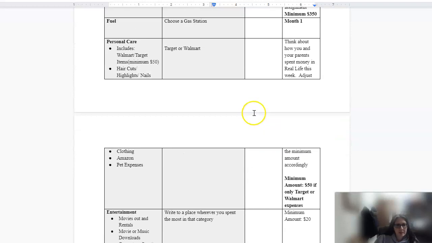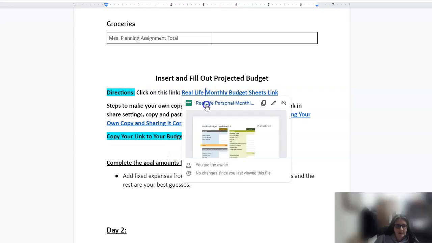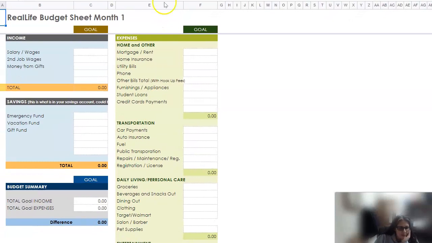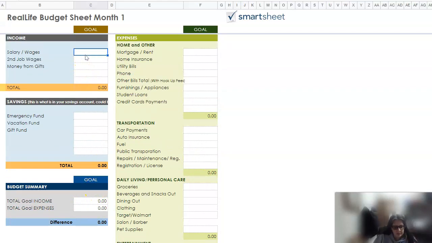So I'm going to scroll up until I get to that. I don't have one copied on there, but I'm just going to go to the regular one. So this is what yours looks like for month 1, but it should be all filled in. Whatever you have for your goal income, your expenses, and the difference goes right here. I'm going to put in $2,000, and then randomly put in 1,900.